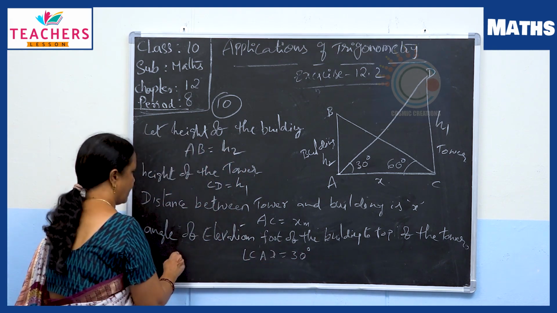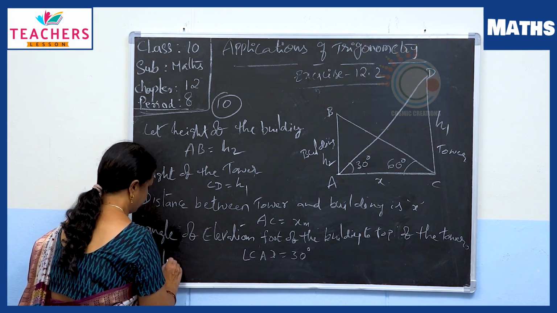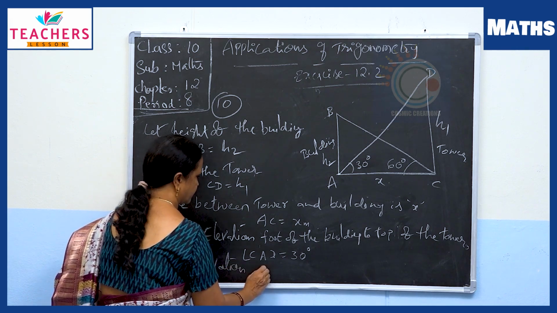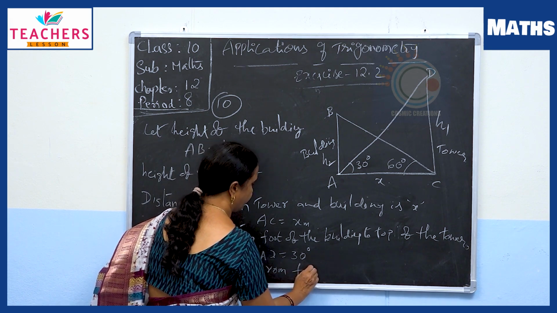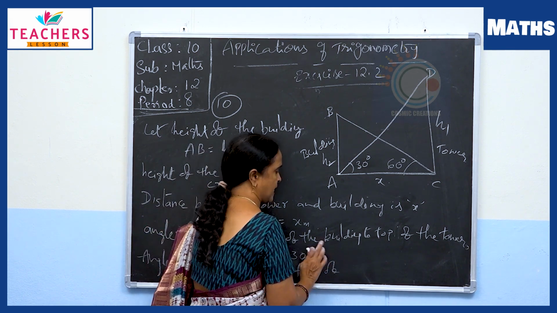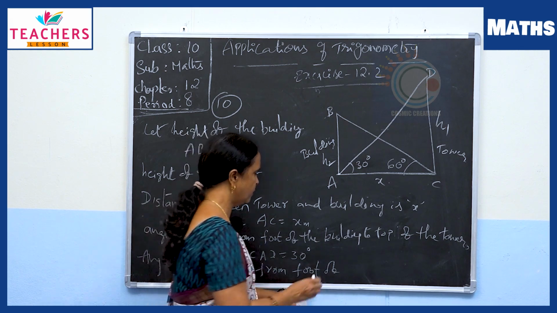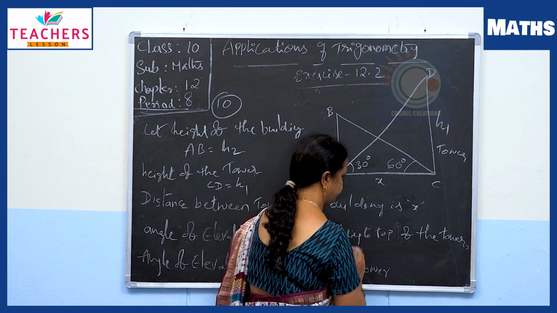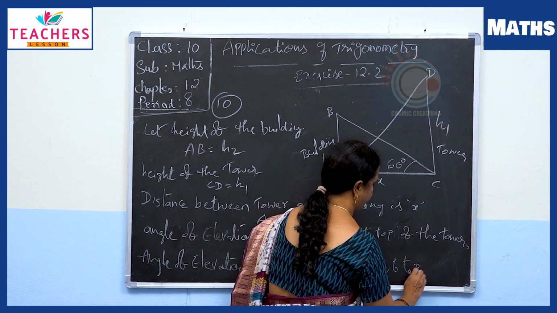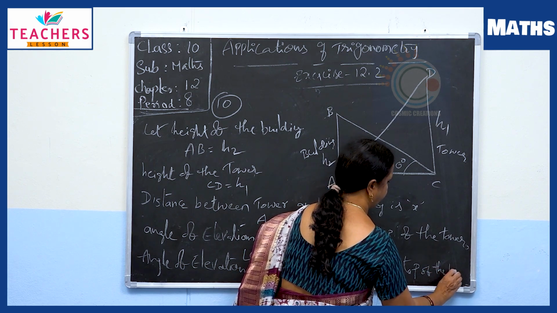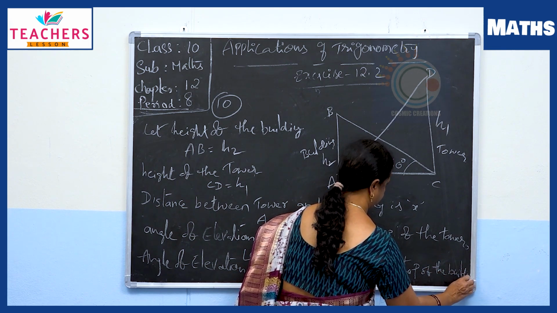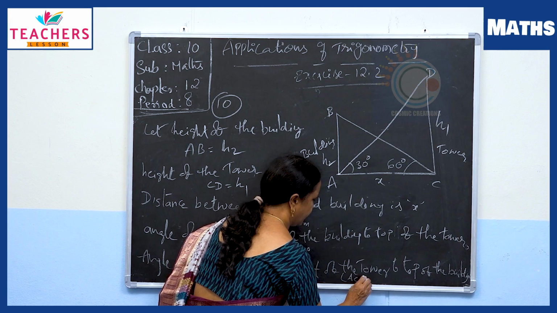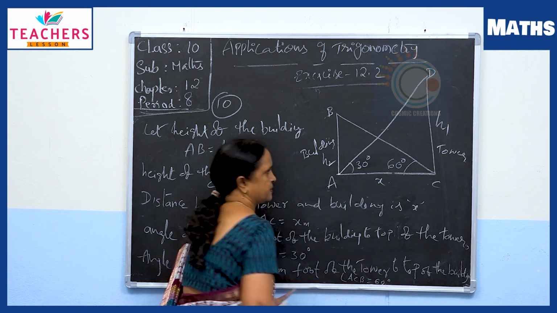In the same way, angle of elevation from foot of the tower. First I had written foot of the building. Now I am writing foot of the tower to top of the building is 60 degrees. Angle ACB is equal to 60 degrees.